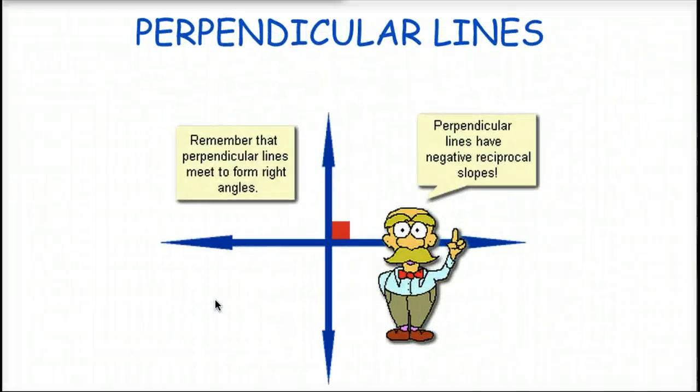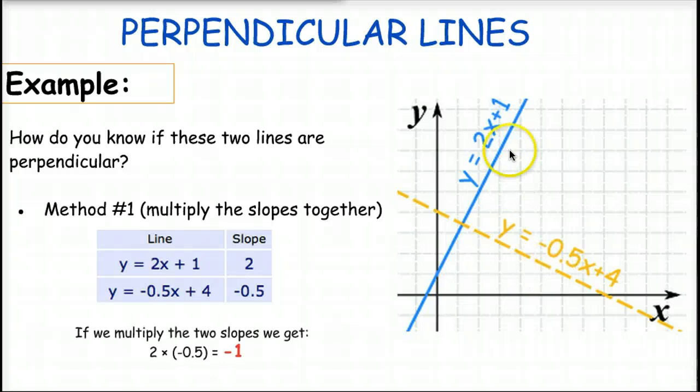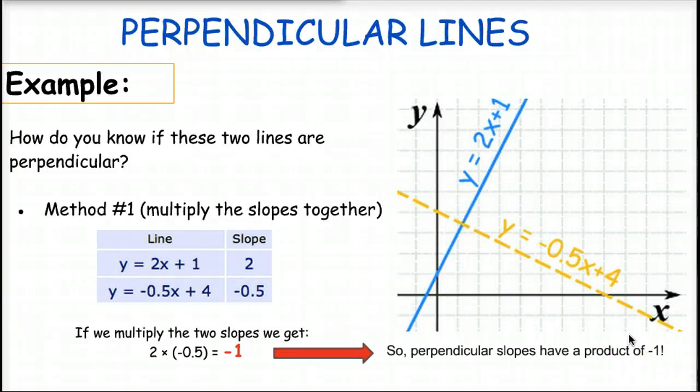Let's move on now to perpendicular lines. So remember that we said perpendicular lines meet to form right angles, to form 90 degrees. And we're going to learn that perpendicular lines have negative reciprocal slopes, and we'll talk about what that means. So, how do we know these two lines are perpendicular? They look like they're perpendicular, but how do we know?